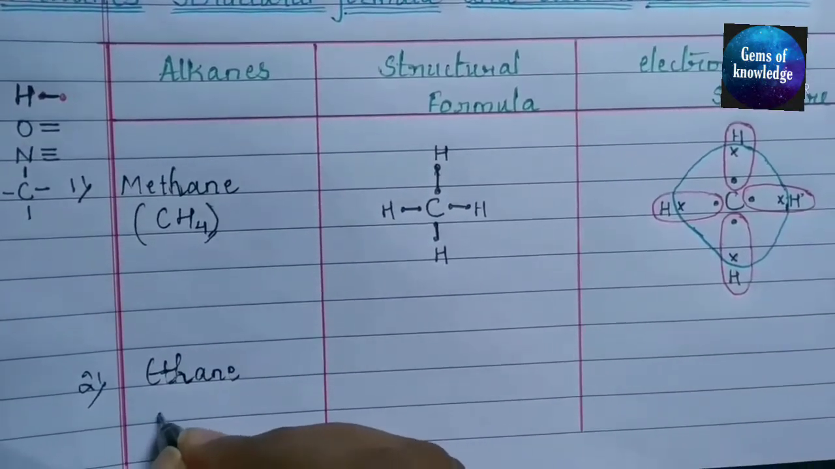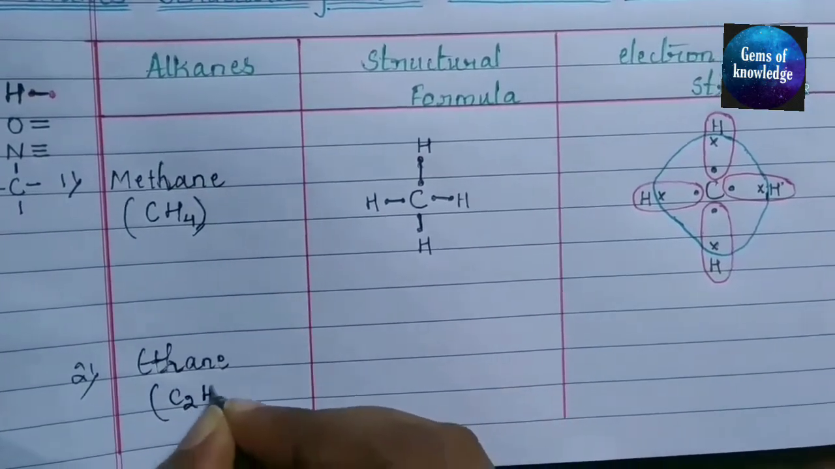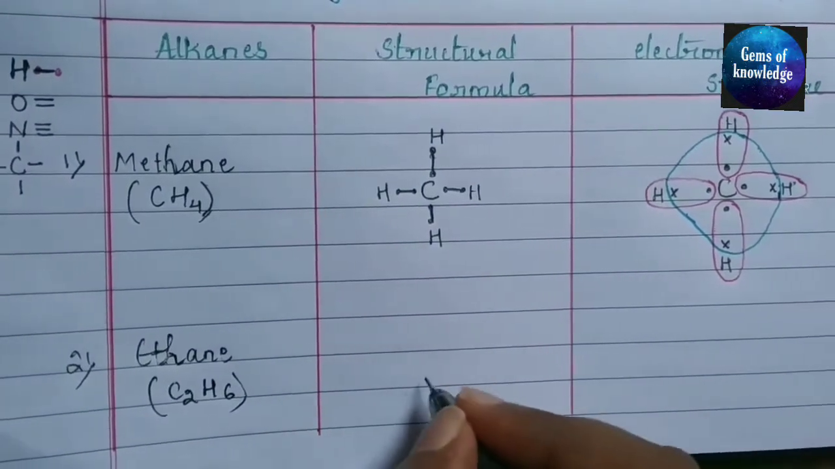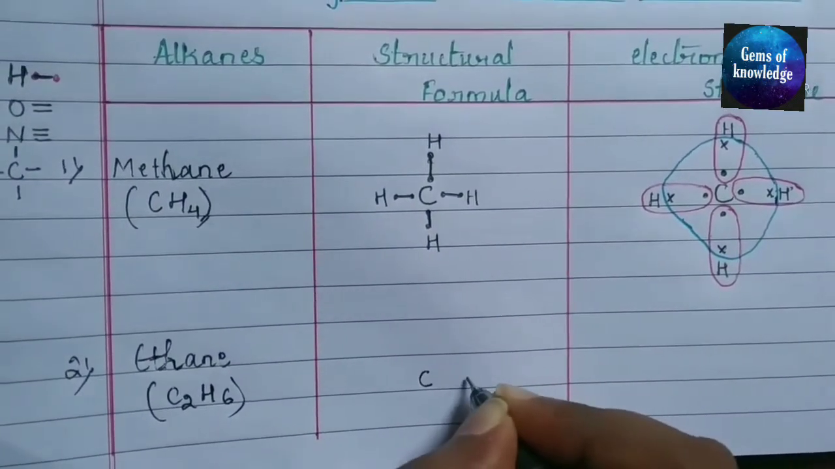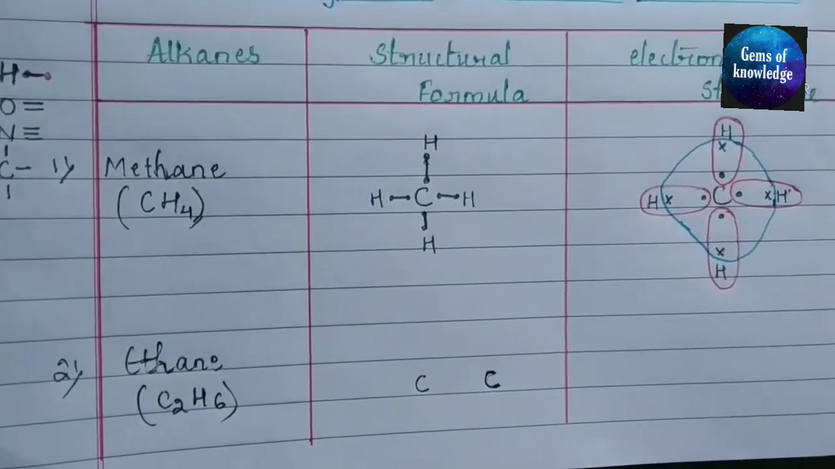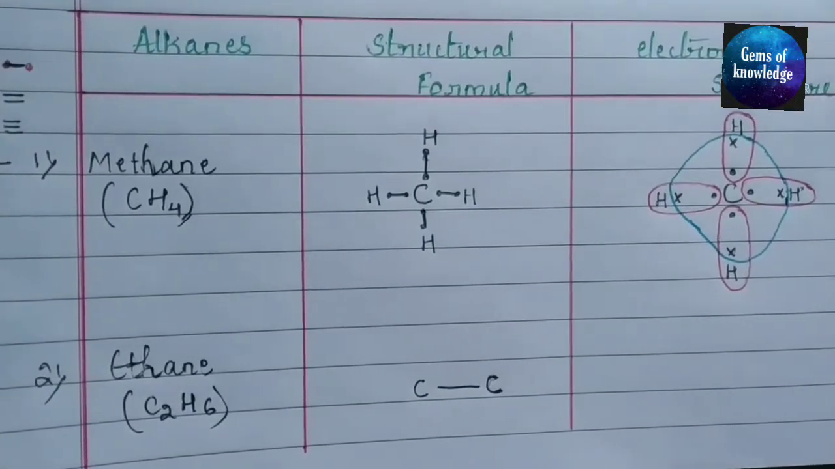Okay. The molecular formula for ethane is C2H6. C is 2 times here, so we are going to put C 2 times. One bond is formed between this C and C.